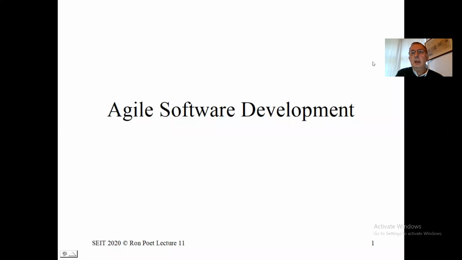Right, now let's get started by looking at the origins of the agile design process. So this started in the car industry, actually, in Japan. Let's look at the notes. Here we go. Agile software development.